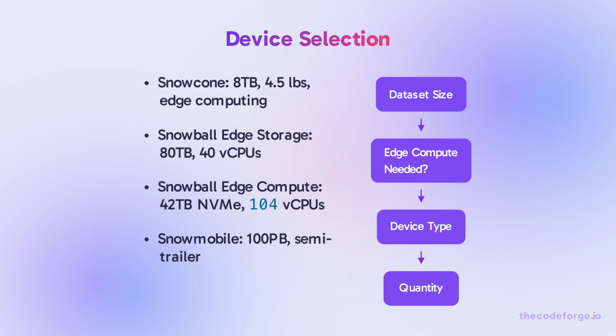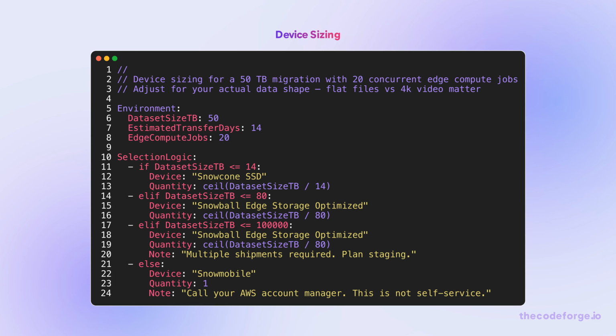Pick the right device. Snowcone for small edge jobs, Snowball Edge storage for bulk migration, compute optimized for GPU workloads, and Snowmobile for exabyte scale. Ordering the wrong variant wastes time and money. This selection logic helps you choose the right device based on dataset size and edge compute needs. For 50 TB with edge compute, you might need multiple Snowball Edge compute optimized devices.